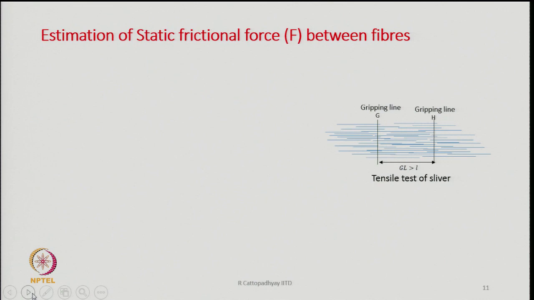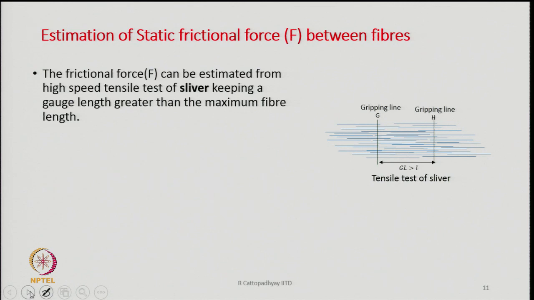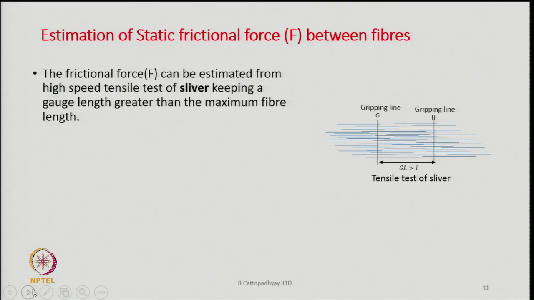Now, the frictional force between the fibers. For that, what do we need to do? We have to take a sliver and actually test its strength on a tensile tester. So, the frictional force can be estimated from the high speed tensile test of a sliver, keeping a gauge length greater than the maximum fiber length. Like it is shown here, here is a sliver, and this GL stands for gripping length or gauge length.